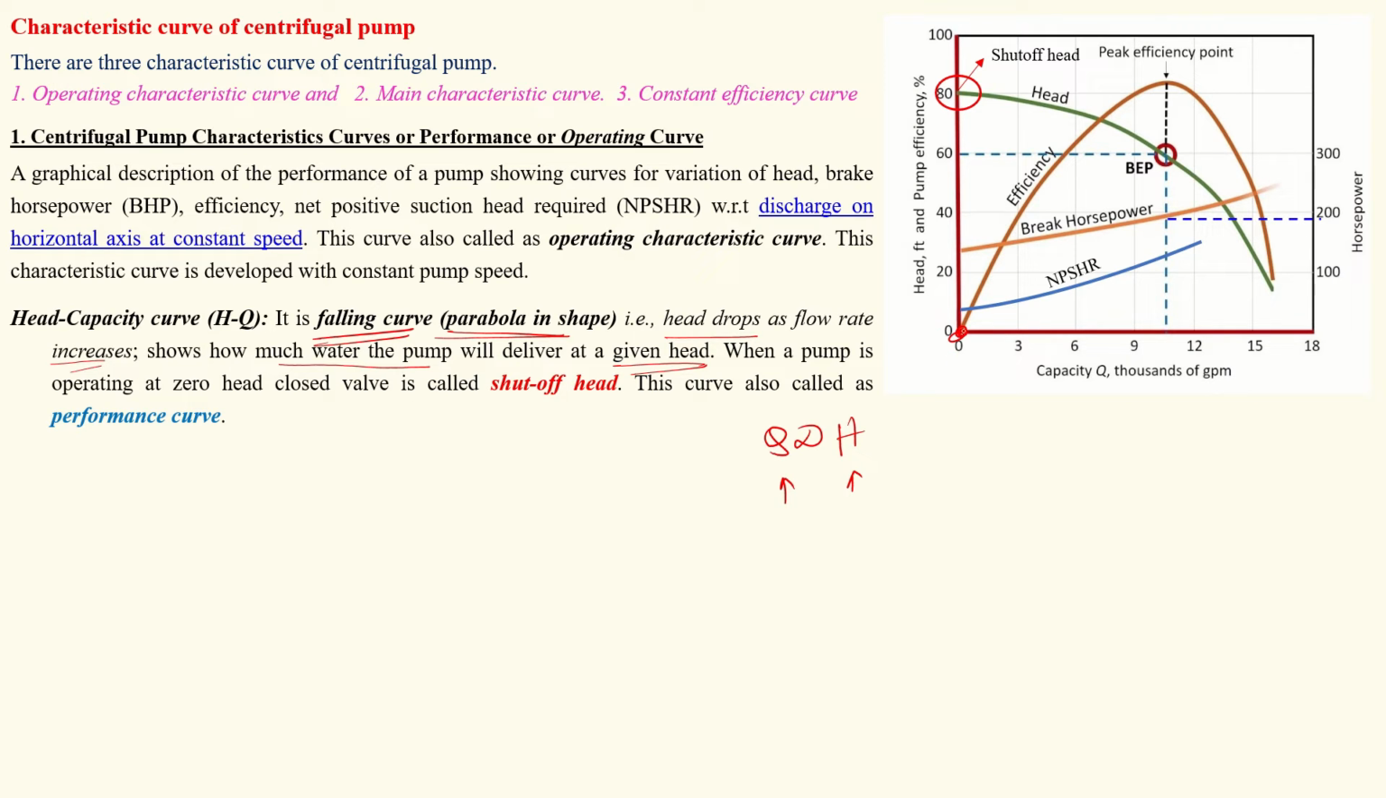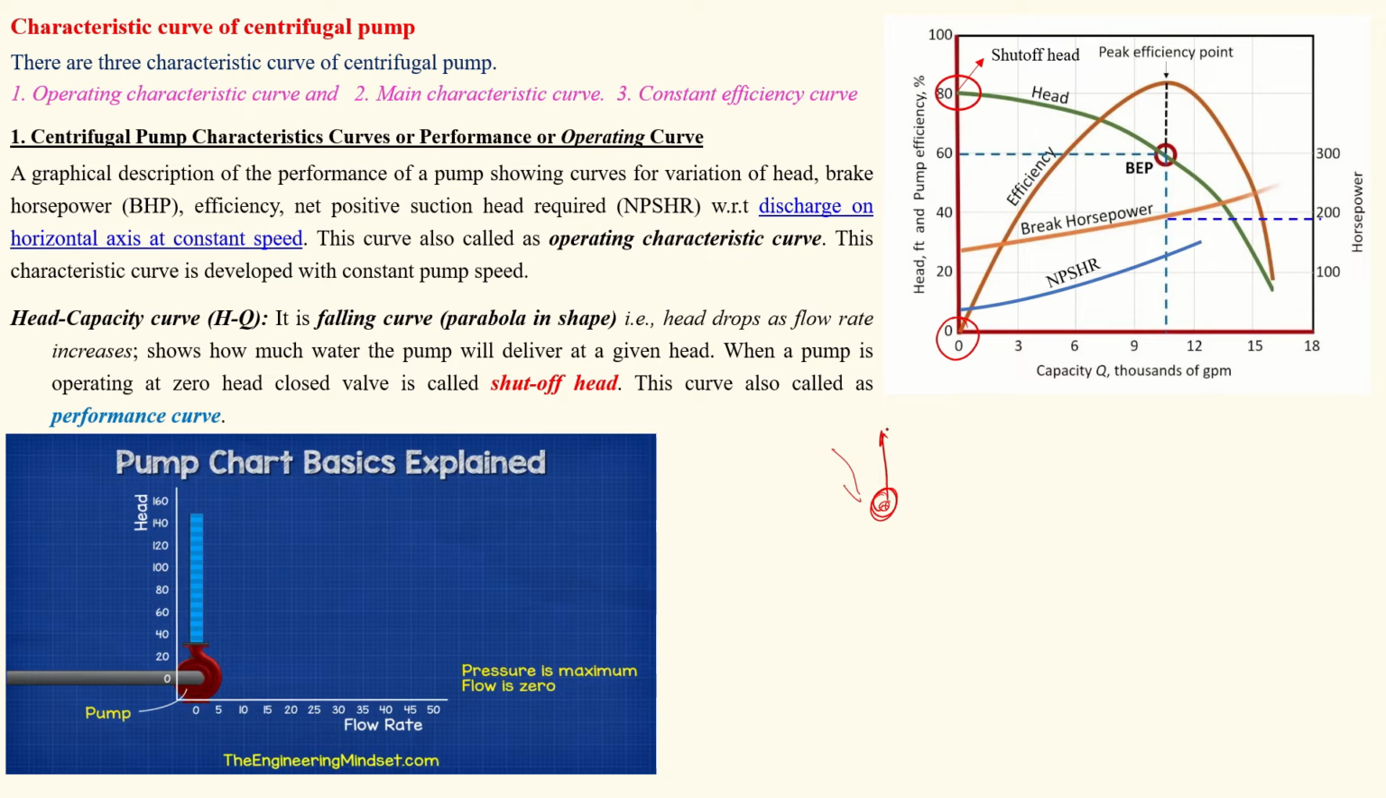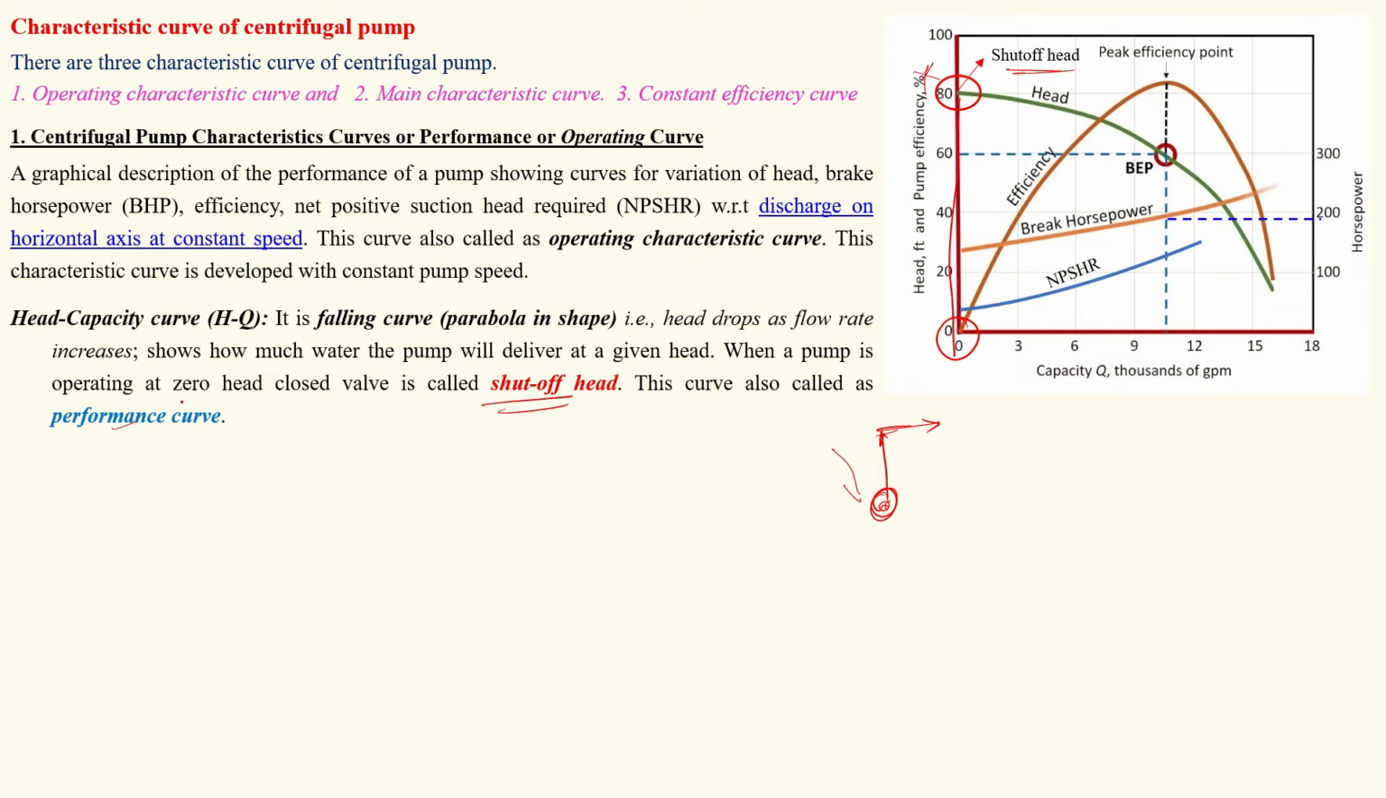If you see this point here, even when the impeller rotates, when you start the motor, the impeller will rotate, but at the initial time there is no discharge for a given head. Even though the pump rotates, that is called your shut off head. That is your 0 discharge. So this curve is called the performance curve.